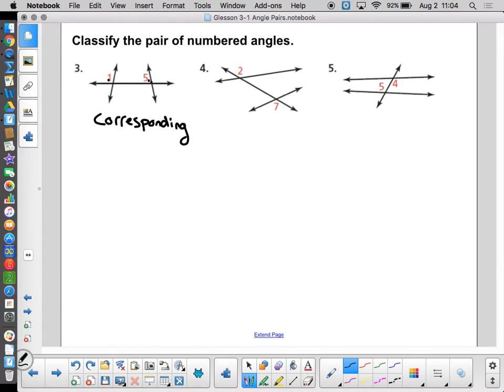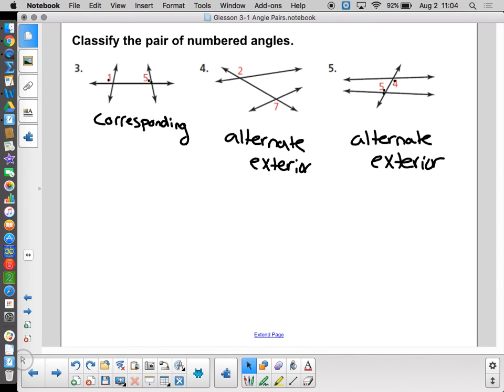Here, 2 and 7, I do notice that they are both exterior, and they're on different sides of the transversal, so alternate exterior. 5 and 4, in case you're wondering, they're indicating these angles right here, are 5 and 4. Again, they're both interior and they are not on the same side of the transversal. They're on alternate sides, so alternate interior.